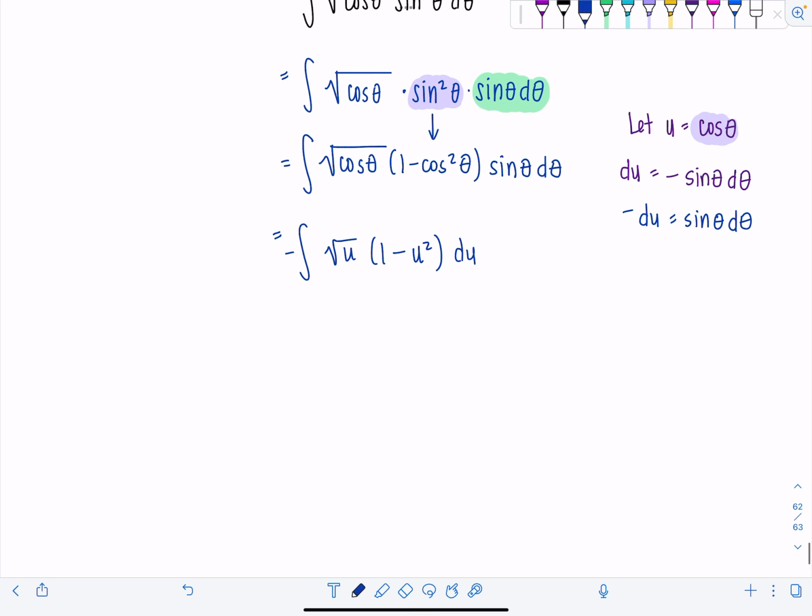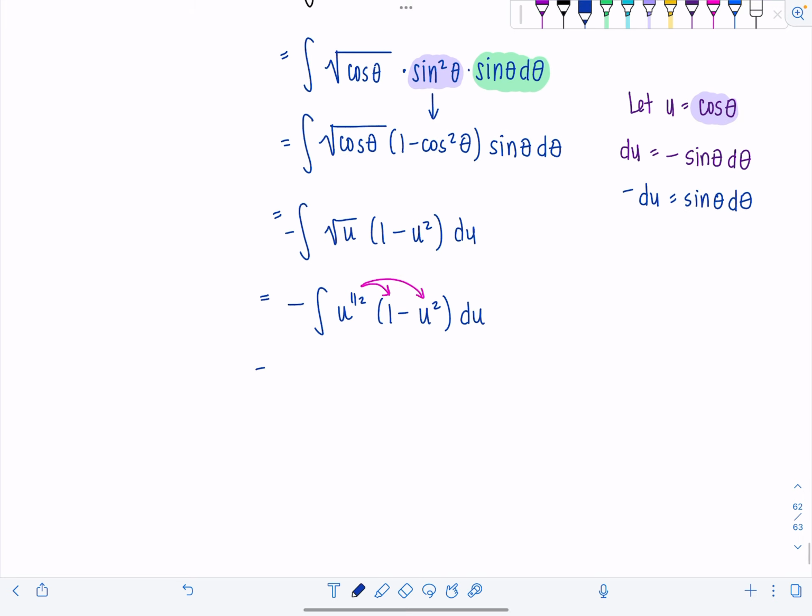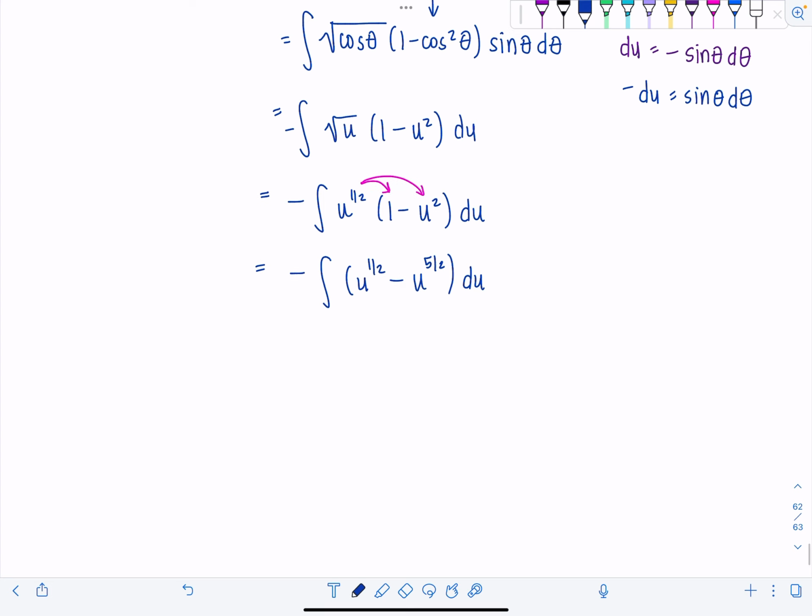Okay, very nice. Now let's rewrite square root of u as u to the 1/2, and then we have times 1 minus u squared du. Next step is I'm going to distribute this u to the 1/2. And we'll be left with u to the 1/2 minus u to the, we're going to add those exponents, so it'll be 5/2 du. And now we're ready to anti-differentiate.